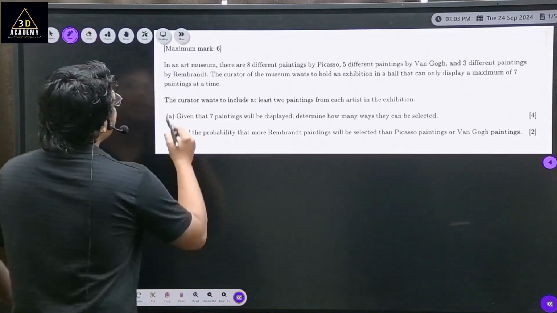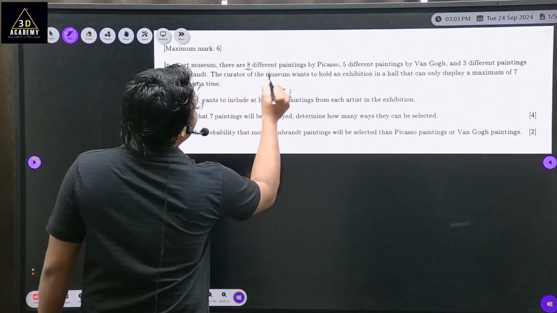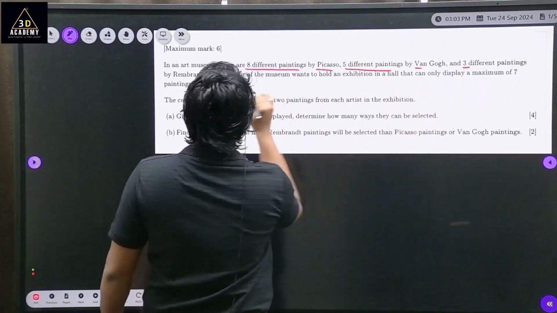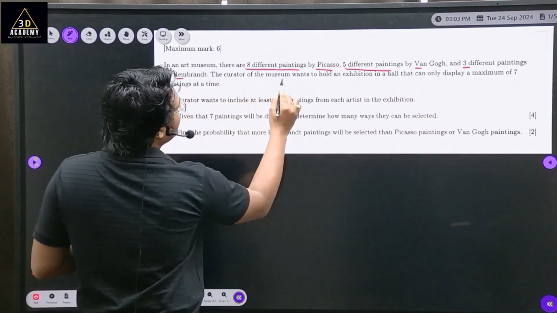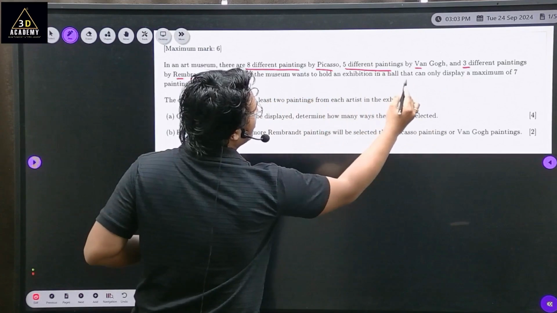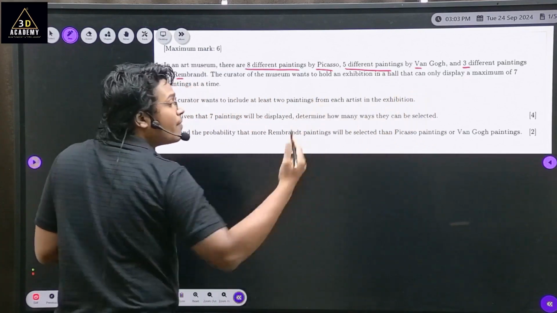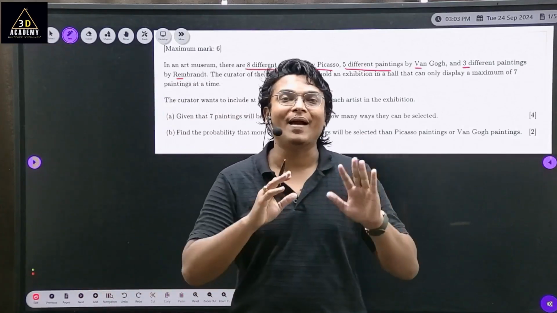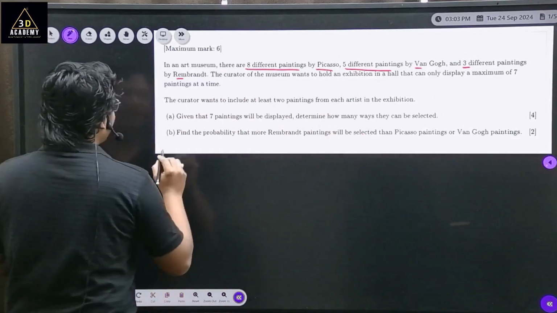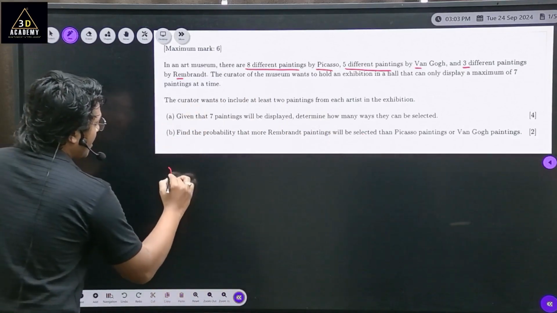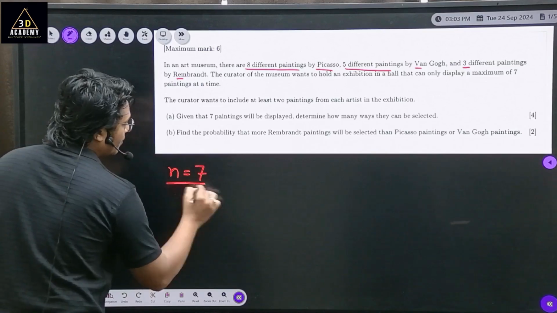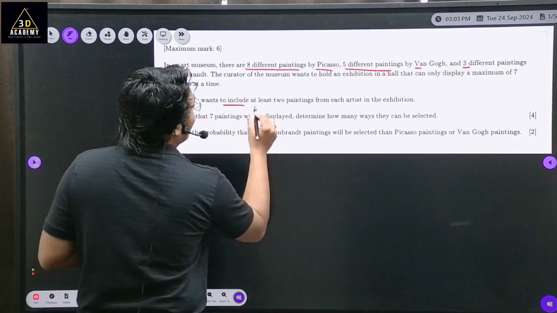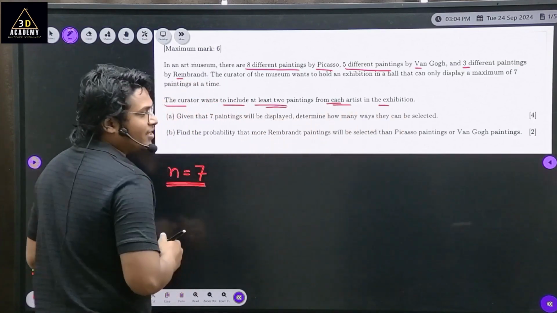In an art museum there are 8 different paintings by Picasso, 5 different paintings by Van Gogh and 3 different paintings by Rembrandt. The curator of the museum wants to hold an exhibition in a hall that can display a maximum of 7. It means what? In a hall I can display a maximum of 7 paintings. So for this question, my n value is 7. Correct? Okay. And the next condition is the curator wants to include at least 2 paintings from each artist in the exhibition.